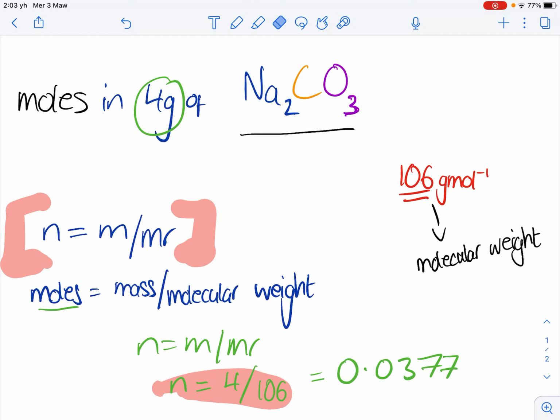So that's literally it. You take the mass that's going to usually be given to you in a question, divide it by the molecular weight. So you do need to remember how to work out the molecular weight. You put your sum into the calculator and you will work out the number of moles.